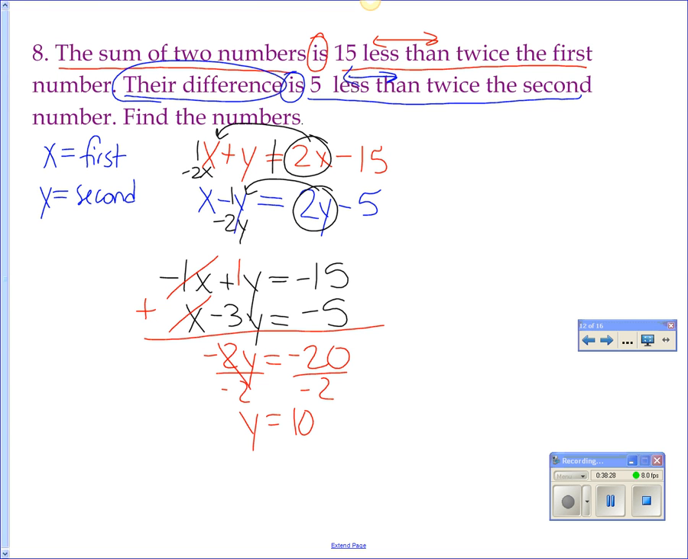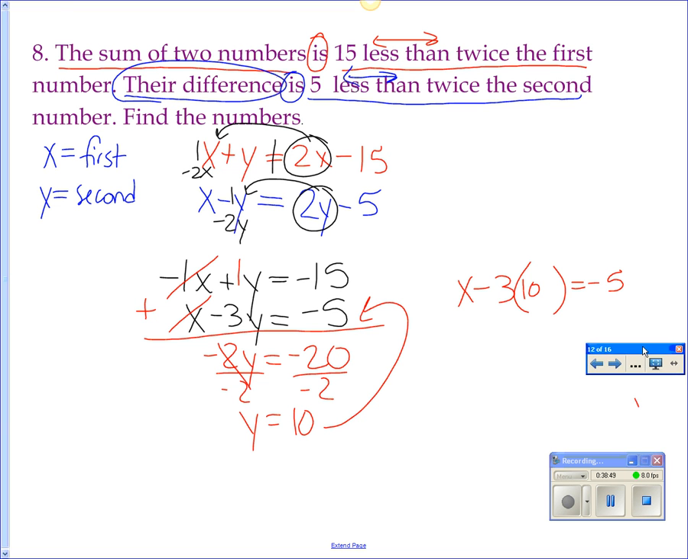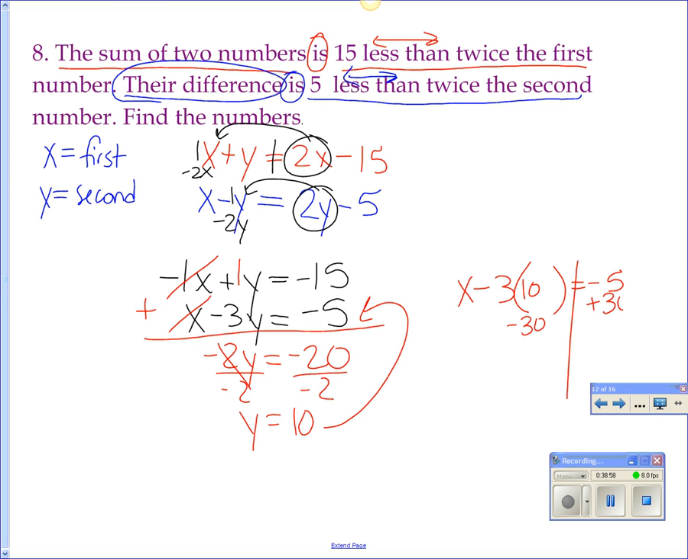Instead of plugging it into one of these, I'm going to plug it into one of these, which you're allowed to do. You want to plug it into the top one or the bottom one? So it'd be x minus 3, but I know what y is. What's y now? 10 equals negative 5. What's negative 3 times 10? Negative 30. You move it over here, it becomes positive 30. So what do you get for x? Very good, positive 25. So the first number is 25, the second number is 10. Okay. Questions?